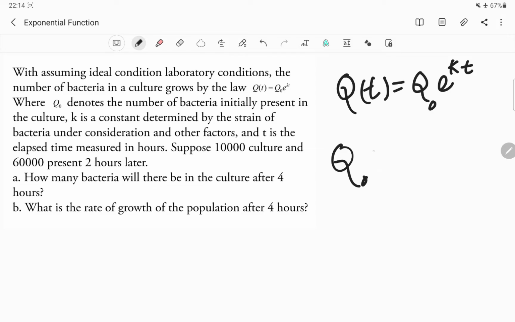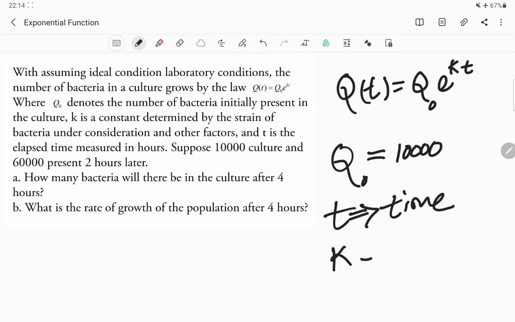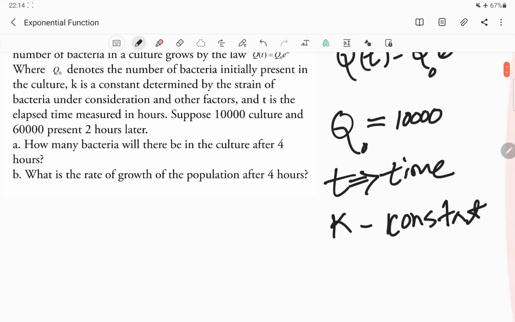Q naught is given as 10,000, t is time, k is a constant, and e is the base of the natural logarithm.